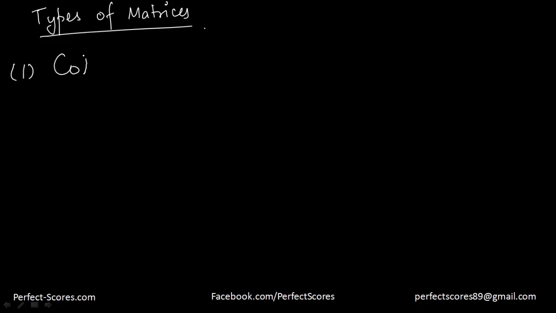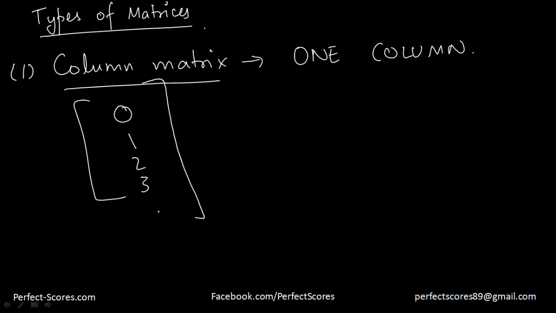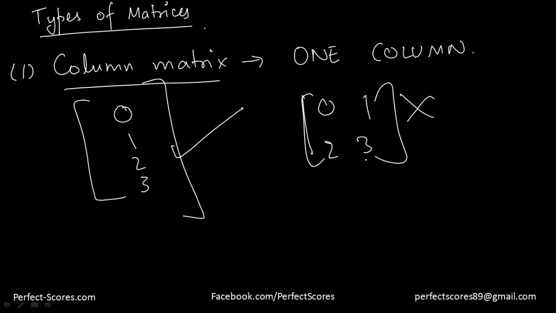Now let's go ahead and classify different types of matrices. That is something which is very, very important. The first matrix that I would like to define is known as the column matrix, right? What do you mean by a column matrix? A column matrix is a matrix which has only one column. So this one, 0, 1, 2, 3, has one column. That means this is a column matrix. However, this over here is not a column matrix because it has 2 columns.